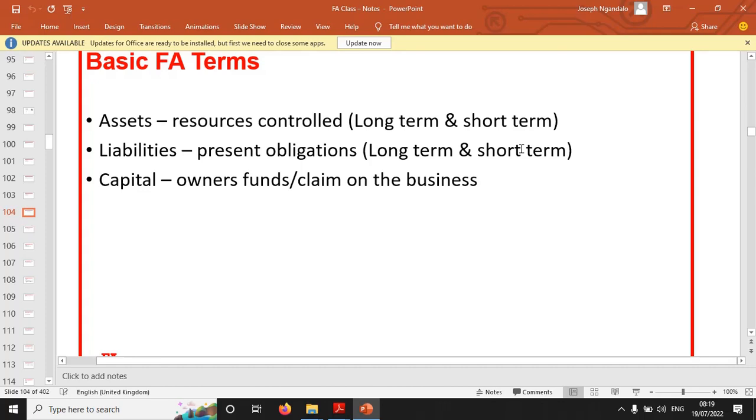Capital means owners' what? Funds in the business. What gives you control over your business? What makes you look like you are intelligent in your business? Now, capital is the claim that the owner has on the business. Do you understand that? And it's very important to know that capital is a special type of liability. To the owner, capital is an asset, it's a financial asset, but to the business, capital is a what? A liability, a special type of liability.